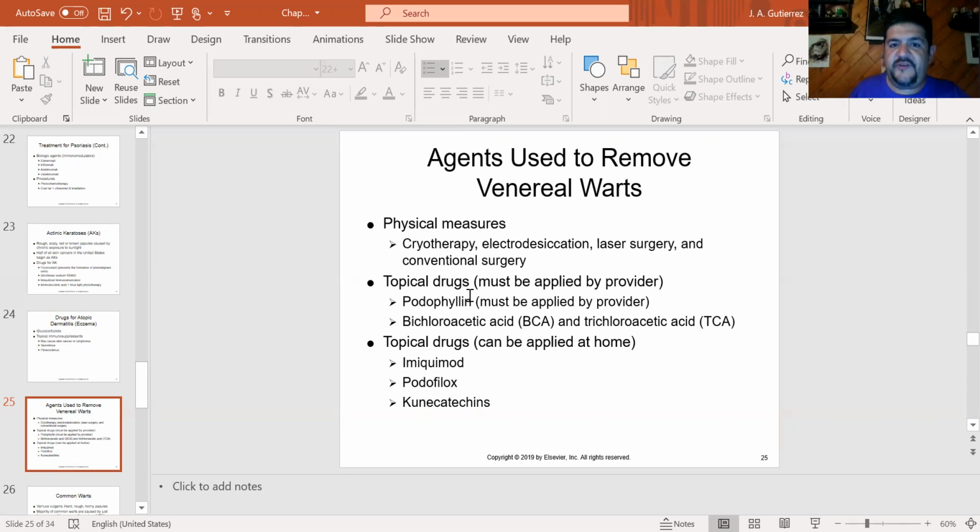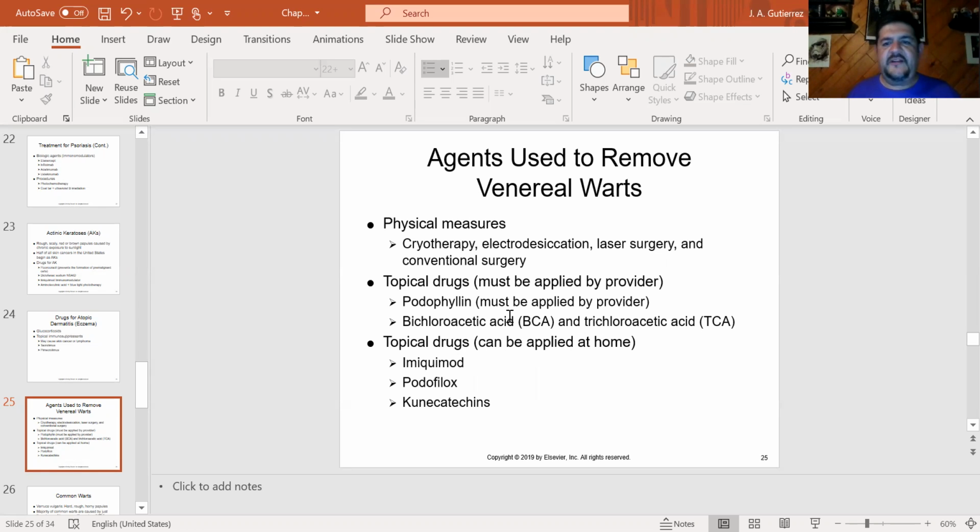We can be more practical and use laser surgery. It's way faster and more precise. Or we can use conventional surgery, using a scalpel to cut it off. Depending on the conditions of the patient, and also where the patient is going to be treated, those are the different options they have. Also, we can use topical drugs: podophyllin, bichloroacetic acid and trichloroacetic acid, BCA and TCA.